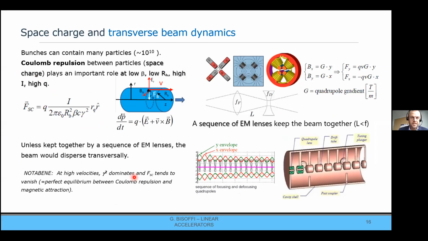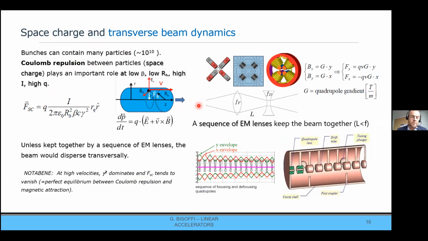So transversally to the beam direction, you have to cope, as you saw, with the space charge of the beam. The bunches can contain many particles, 10 to the 10th or more even in some cases. So they suffer from the Coulomb repulsion between the particles, and they are repelled from each other.